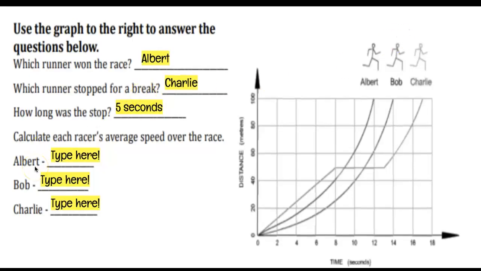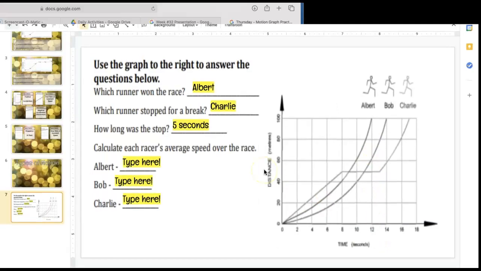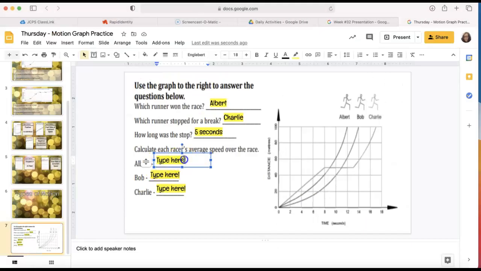Now it says calculate each racer's average speed. To calculate speed, it's distance over time. So we'll do Albert first. Albert's total distance was 100 meters, and the time it took him to get there was 12 seconds. So you would do 100 meters divided by 12 seconds. And I don't have a calculator on me right now, so you guys can do the math. I'll just do the problem for you.